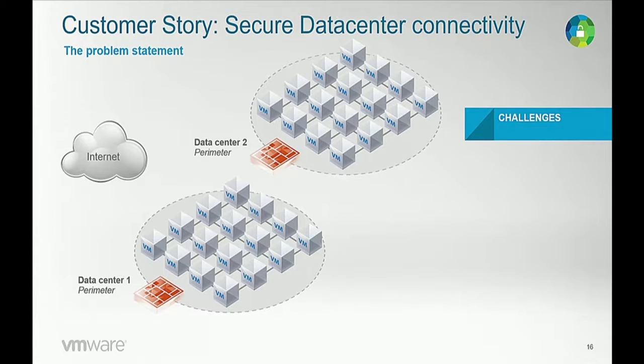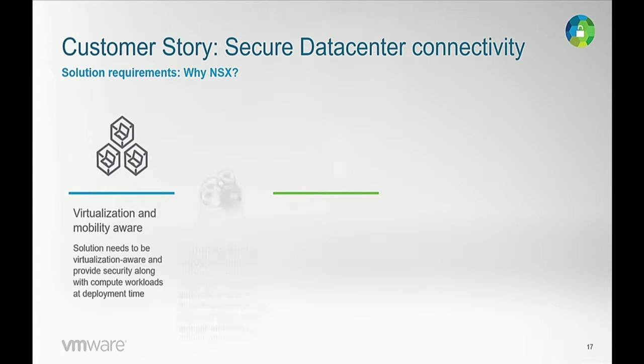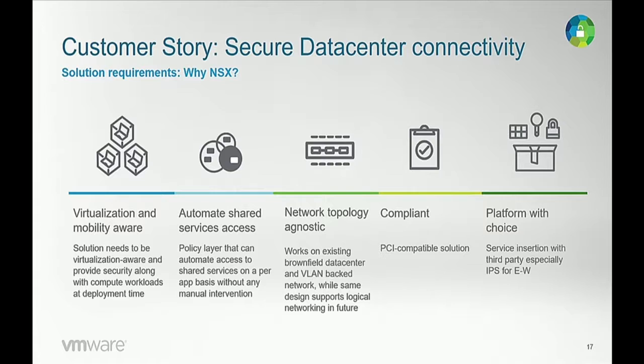Let's go through a real use case, a real customer story. The challenge for the customer was that he has two data centers, and he is delivering different environments: production, test, a PCI DSS sensitive environment, and shared services. He needs to make sure that production and PCI DSS have access to shared services without being compromised by threats. He needs to simplify the shared services for new apps, and he needs to automate the deployment of security. So what we've done here is provide, with NSX, the ability to virtualize the access to the services. We automate access to shared services.